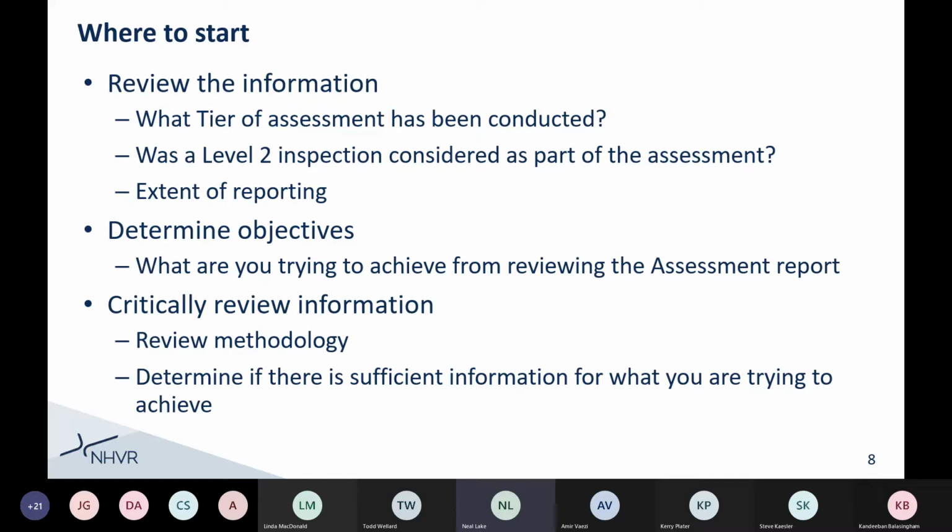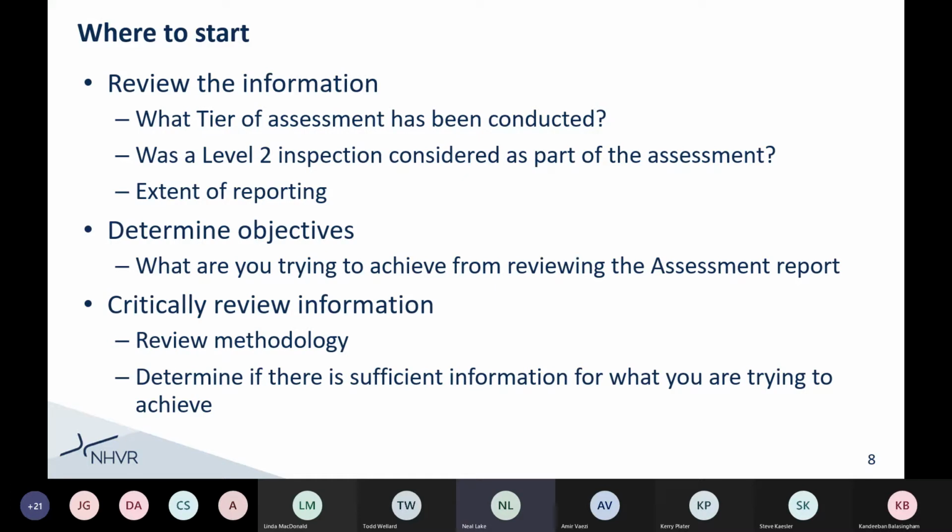This is very important because it gives you a very good guide as to what sort of information you think that you could get out of a report. But it also puts the appropriate lens on that report to make sure that there is sufficient information in that report for what it was intended for.